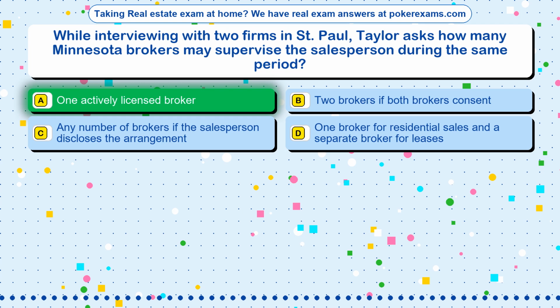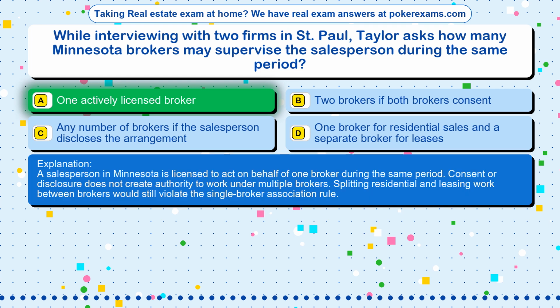The correct answer is option A, 1 actively licensed broker. A salesperson in Minnesota is licensed to act on behalf of 1 broker during the same period. Consent or disclosure does not create authority to work under multiple brokers. Splitting residential and leasing work between brokers would still violate the Single Broker Association rule.